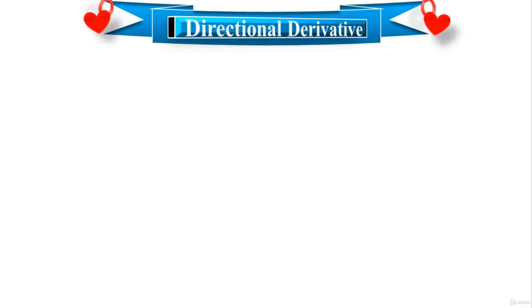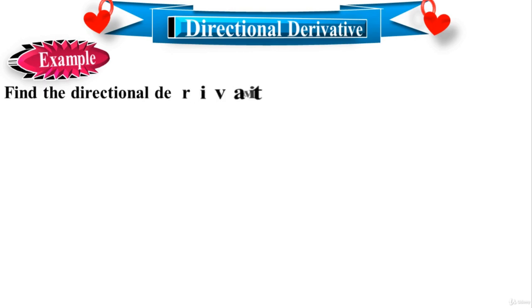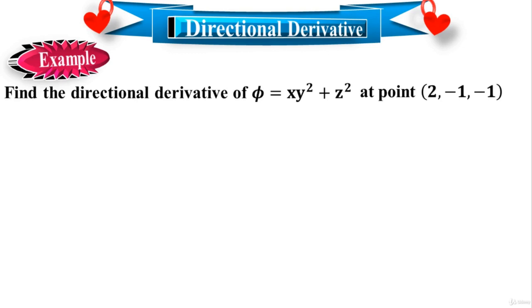Let me do some tutorials to find the directional derivatives. Find the directional derivative of phi equals xy square plus z square at point P (2, -1, -1) in the direction of vector 2i plus j plus 4k. 2i plus j plus 4k is the unit vector.